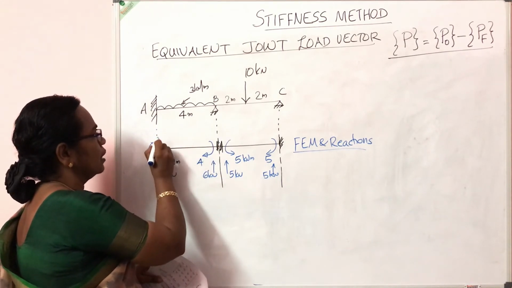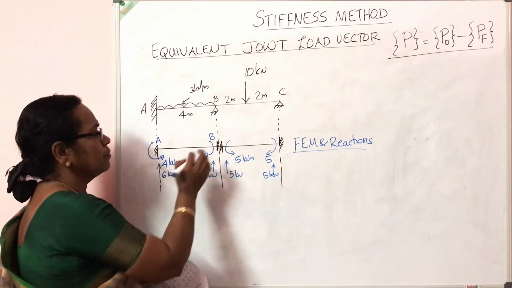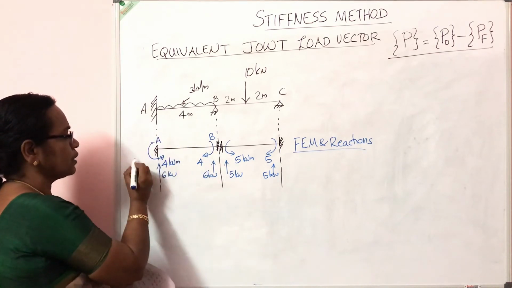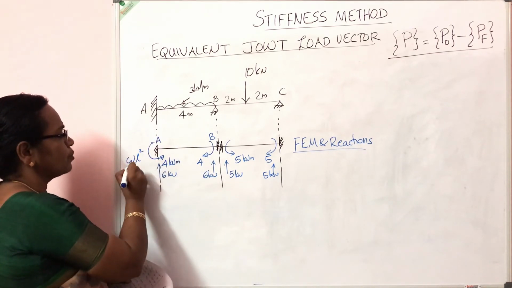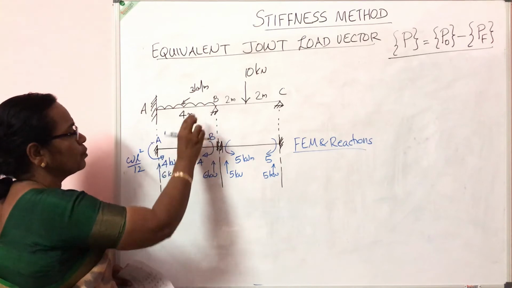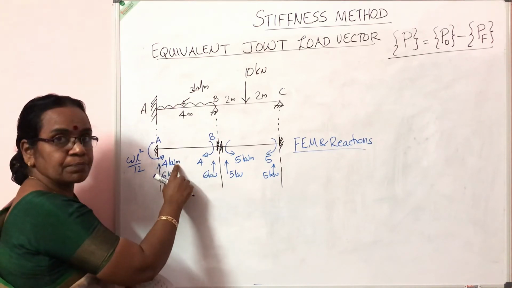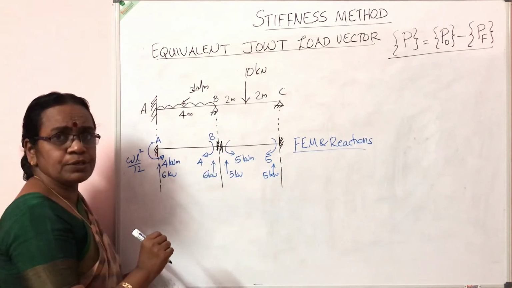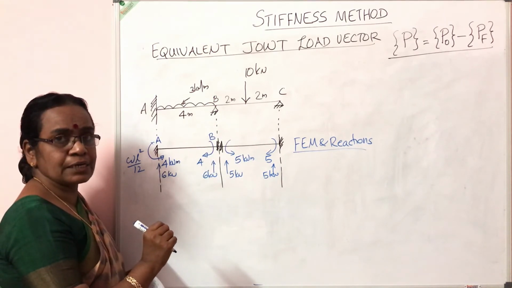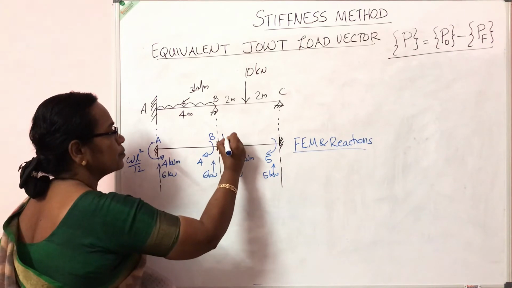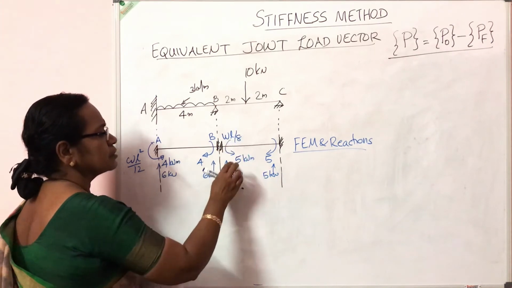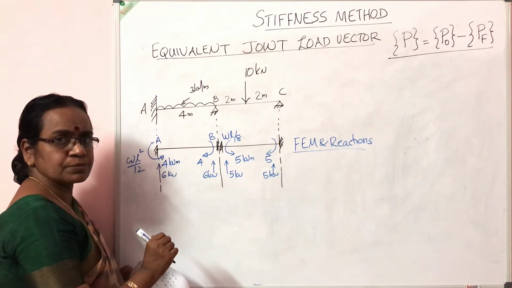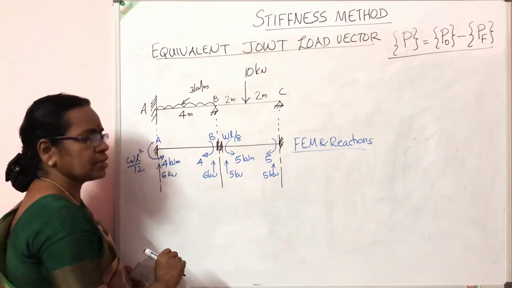We fix it. Consider AB as a fixed beam so that we can calculate the fixed end moments. Fixed end moment due to uniformly distributed load is WL square by 12. Substituting, we will get 4 kN meter, anti-clockwise at one end and clockwise at the other. Fixed end moment due to a point load acting at the center is WL by 8. Calculating, we will get 5 kN meter, here also 5 kN meter, clockwise and anti-clockwise respectively.